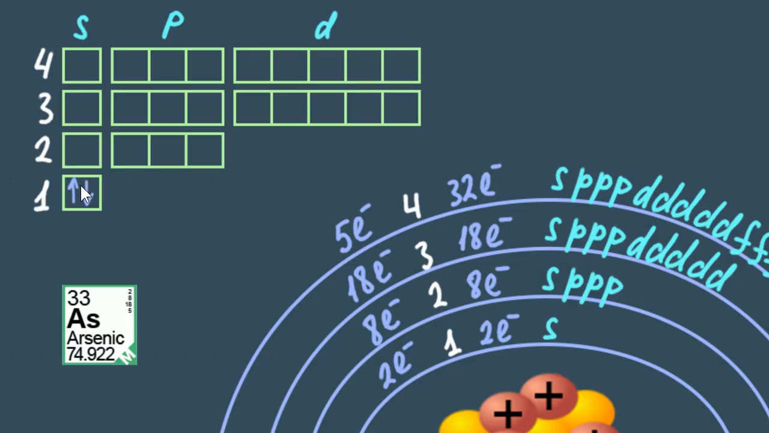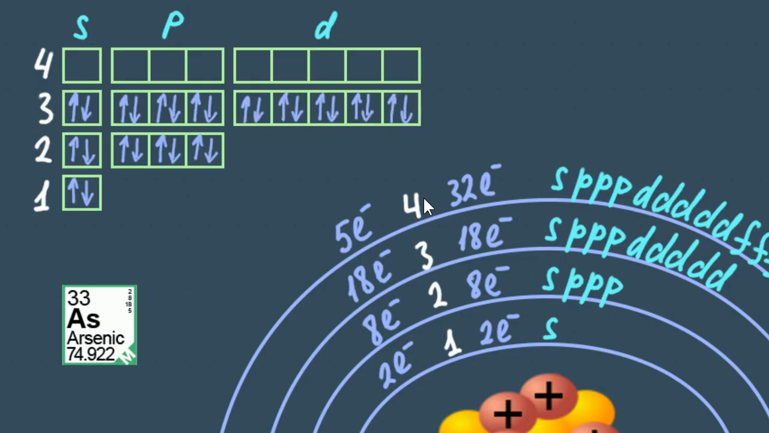Each electron is represented by a single arrow. And the electrons will fill the orbitals one by one from left to right. At the second energy level, we still have electrons remaining. We also fill the cells from left to right. The third energy level is filled with electrons as much as possible. We also distribute the electrons one by one from left to right.